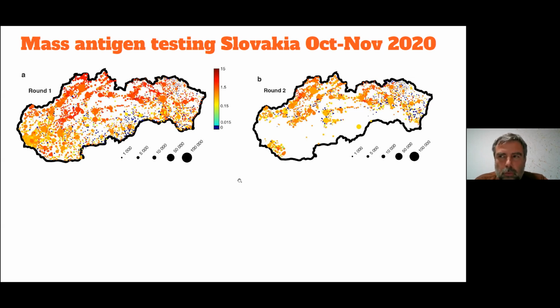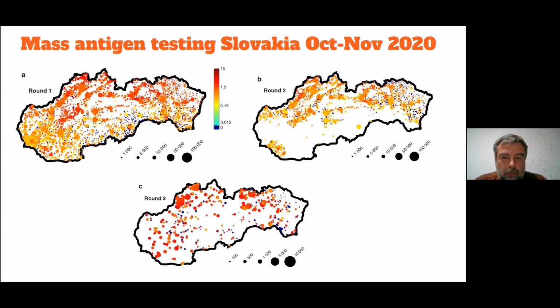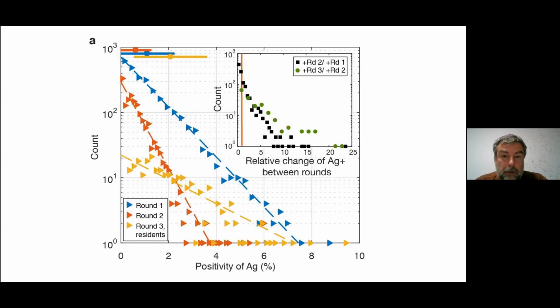And finally, 2 weeks later, we had the third round, but not in half of the country, only in those municipalities which were mostly affected in the first and second rounds. So these are just a couple of municipalities. So anyway, what have we learned?